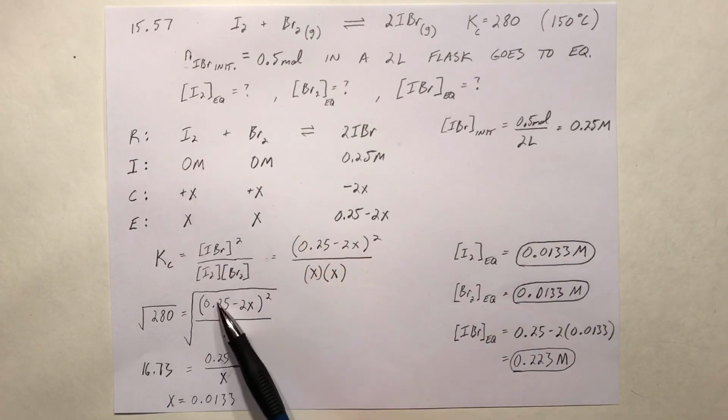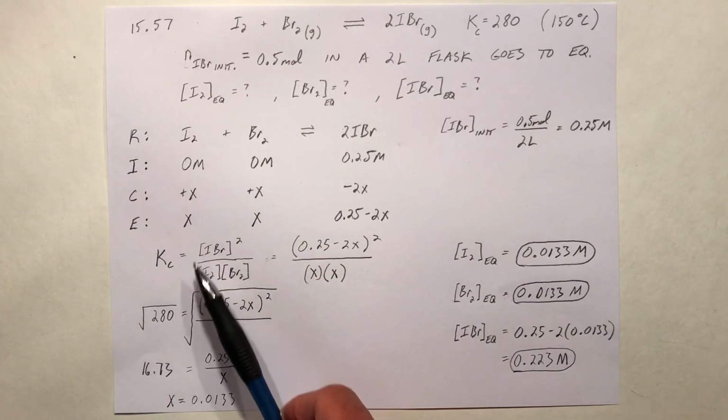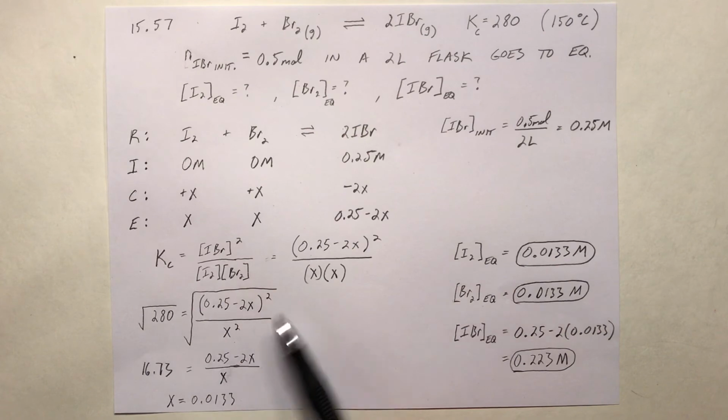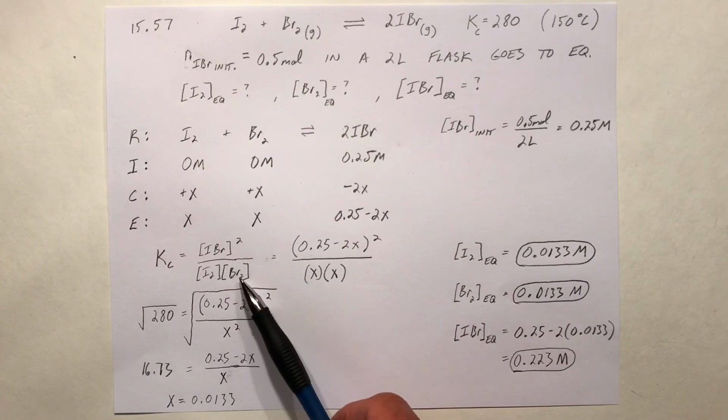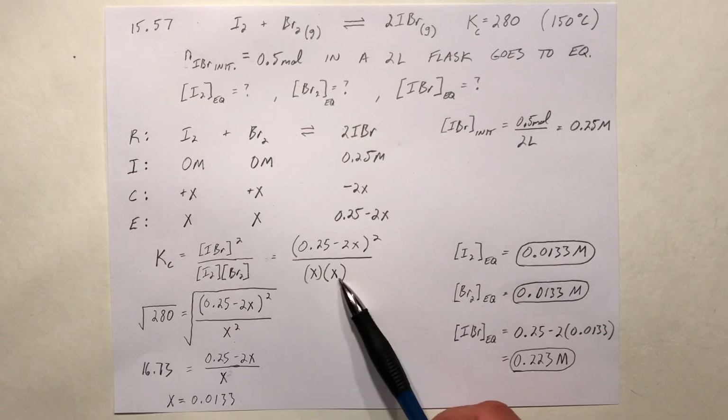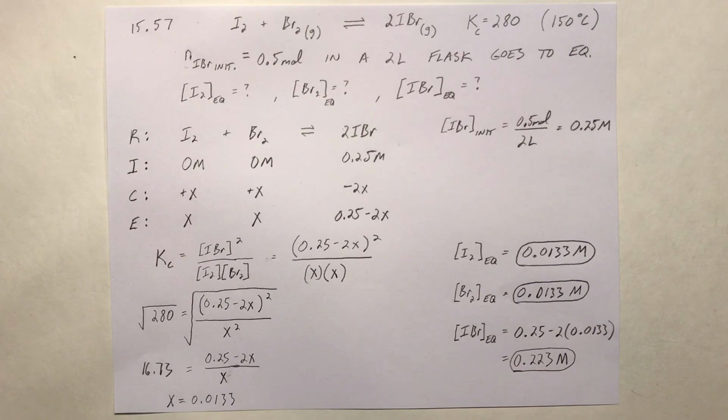The concentration of I2, well, that's just x at equilibrium. And the concentration of Br2, well, that's just x at equilibrium. So now we can rearrange this.